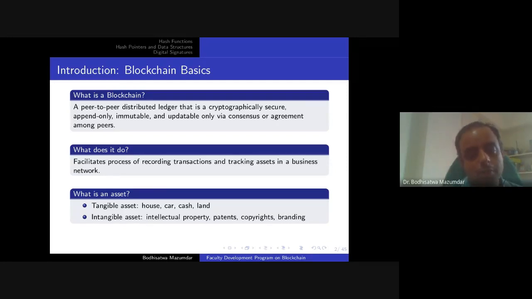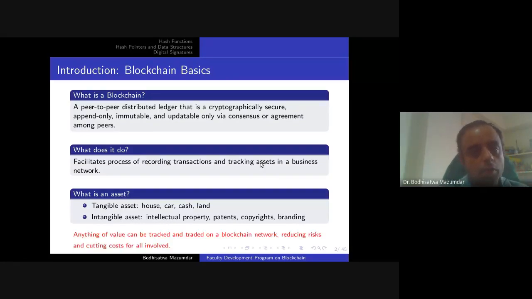A tangible asset means one which has a physical form of itself, for instance, house, car, cash, and land. An intangible asset means digital assets, which may not have the physical essence, but still carry certain value, for instance, intellectual properties, patents, copyrights, and branding. So basically anything of value.